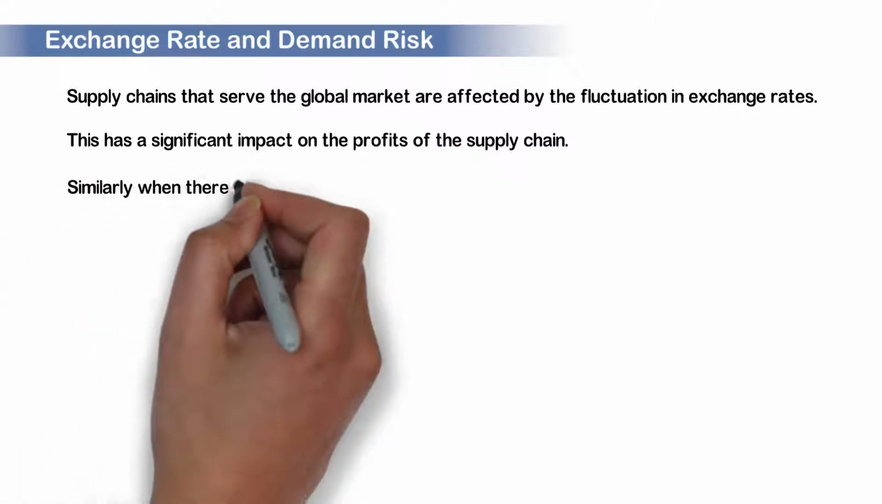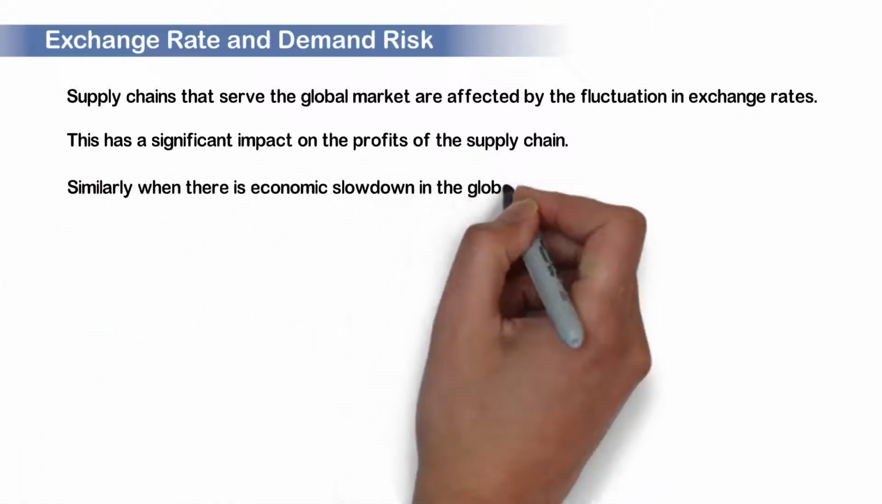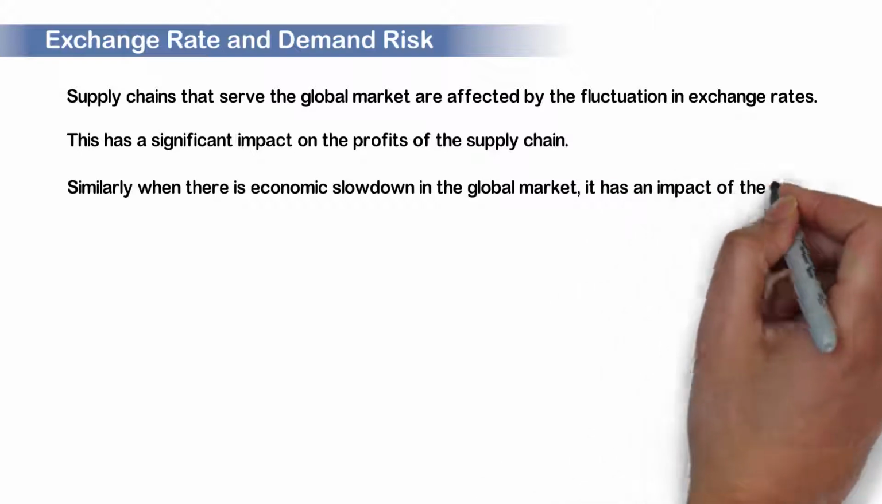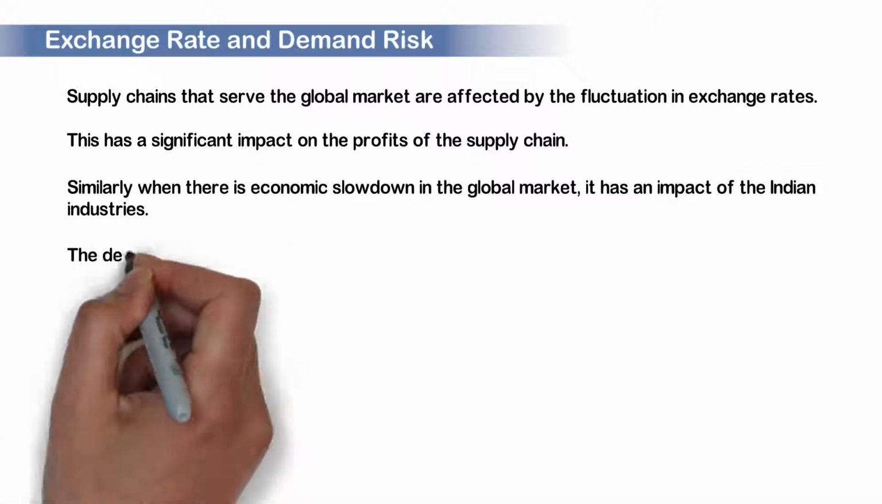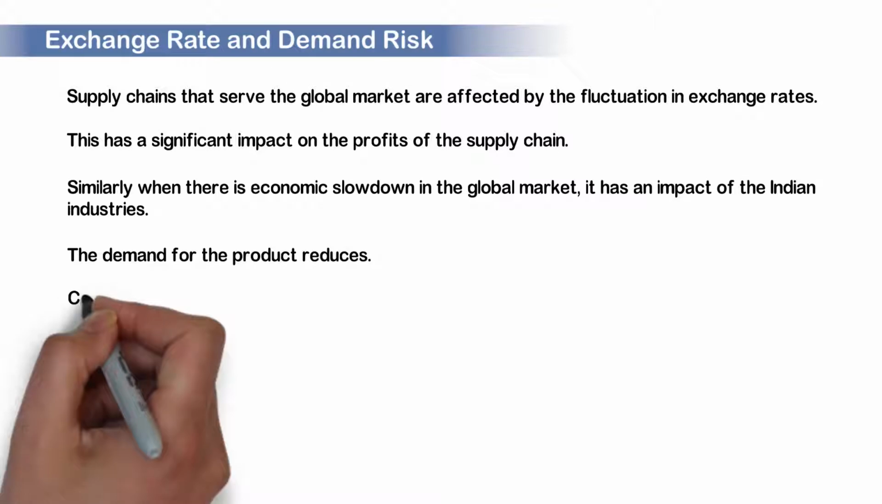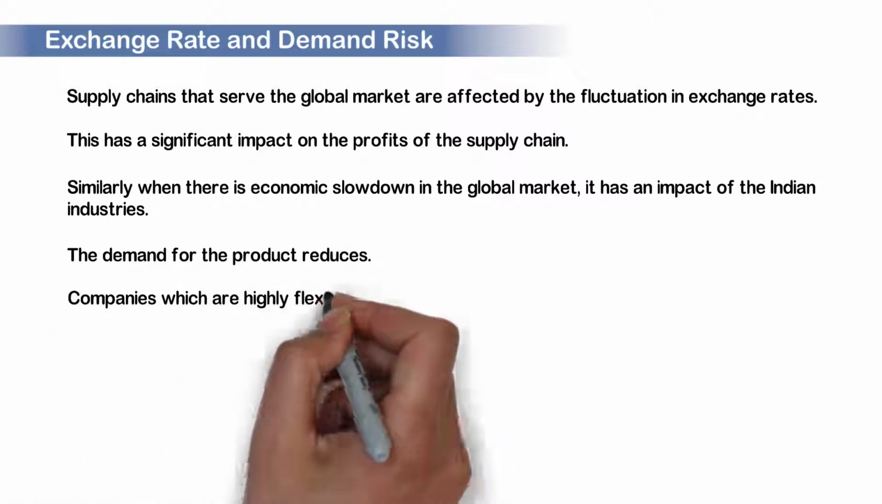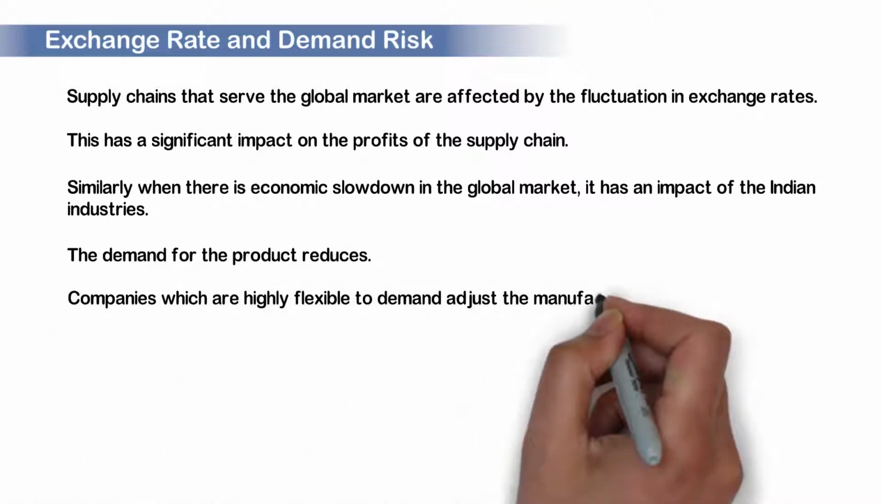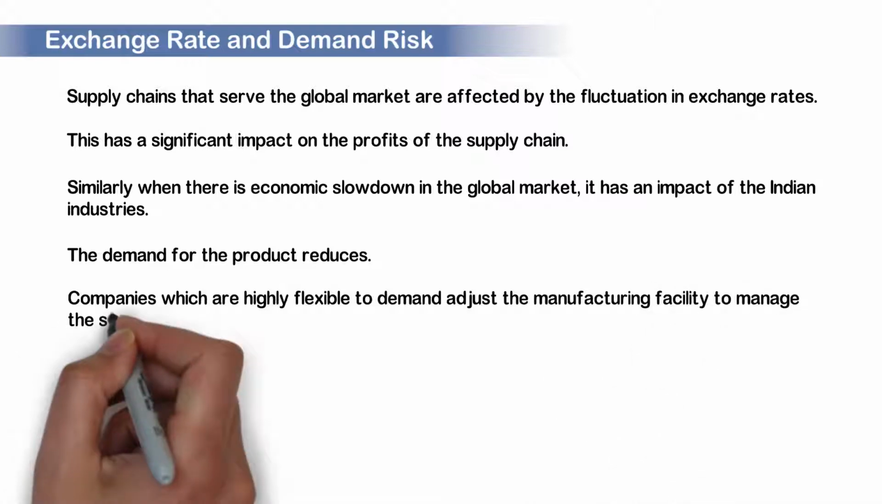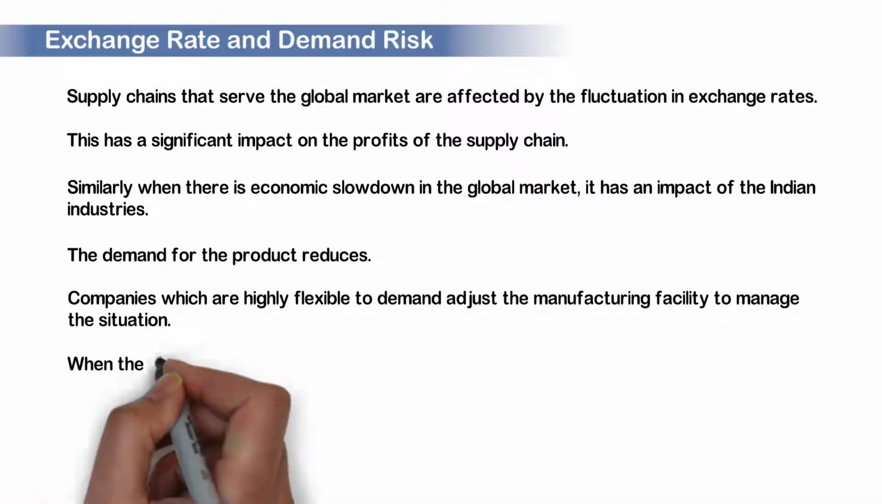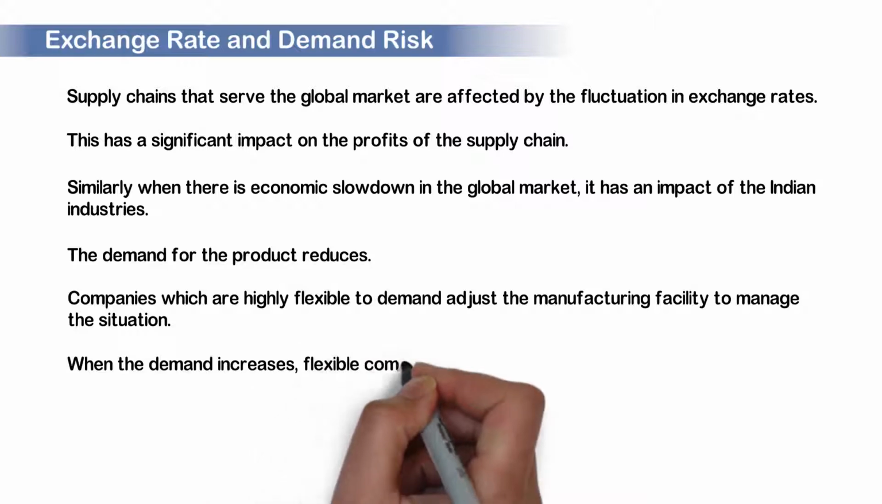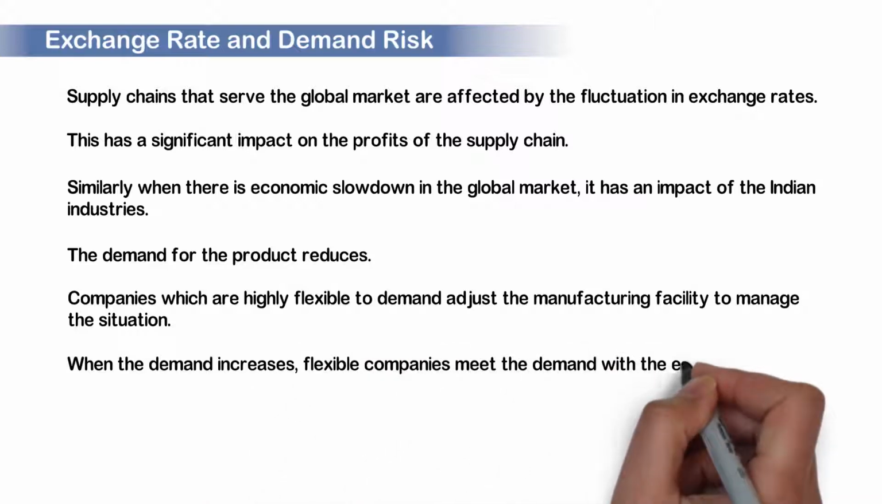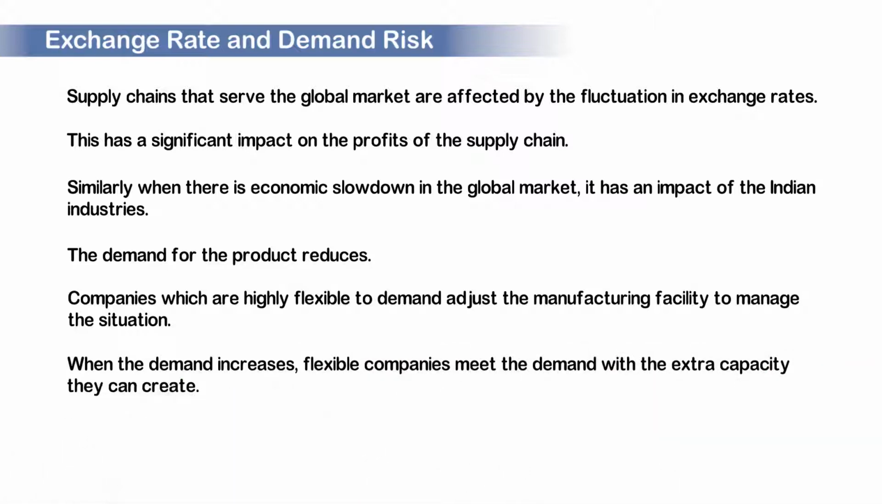Similarly, when there is an economic slowdown in the global market, it has an impact on Indian industries. The demand for the product reduces. Companies which are highly flexible to the demand adjust the manufacturing facility to manage the situation. When the demand increases, flexible companies meet the demand with extra capacities they can create.